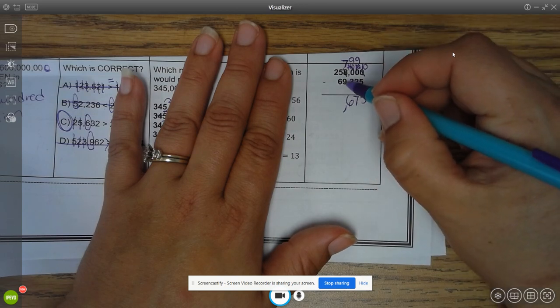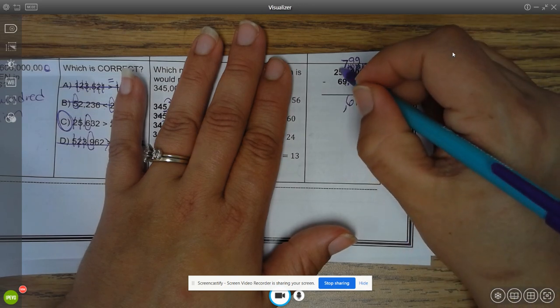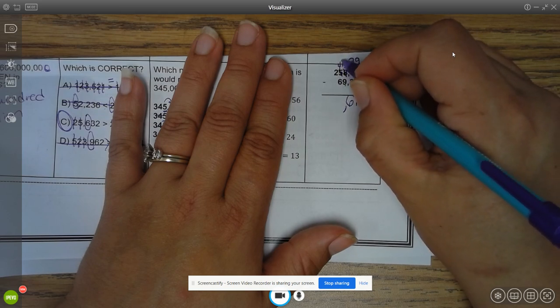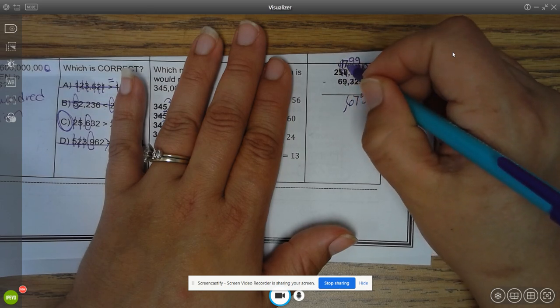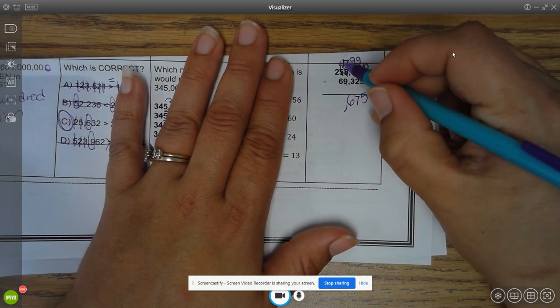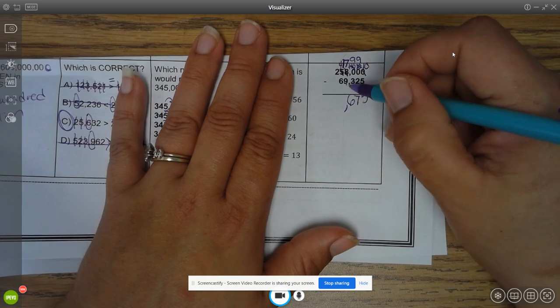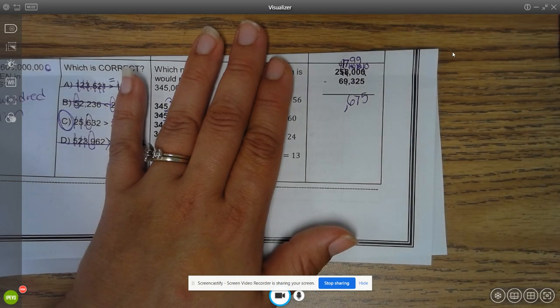I cannot take 9 away from 7, so again, I'm going to have to go next door and borrow from the 5, make it a 4, and add a 1 to the next place value. So I'm adding 10 to that 7. So 10 plus 7 is 17 minus 9, which is 8.